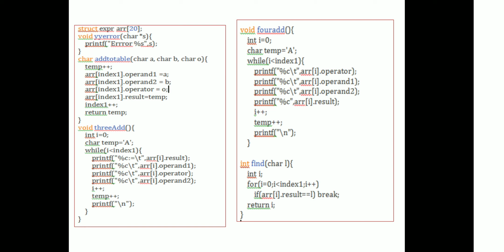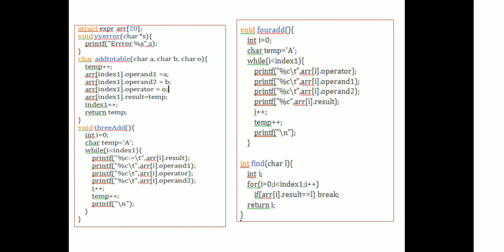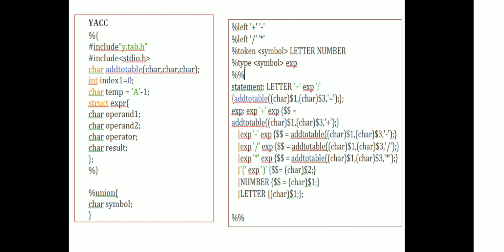Each and every expression will be stored into a structure, and to keep track of those structures we require the index variable, so index plus plus. The index variable tells us how many expressions are present in the structure. That's why we require index. Every time we refer to this index to terminate the particular structures. So this is all about the translation rule written here.